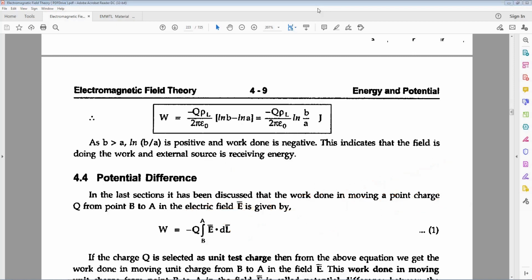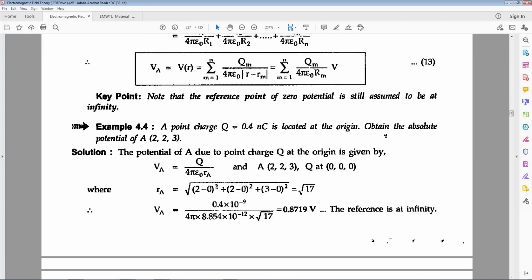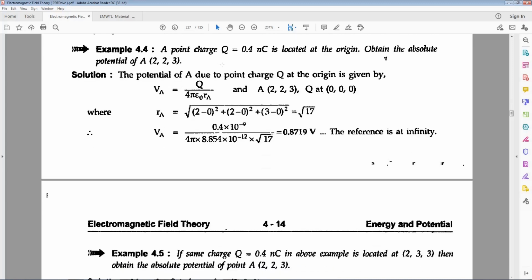Coming to the next example. Here, a point charge Q, 0.4 nanocoulombs, is located at the origin. Obtain the absolute potential.